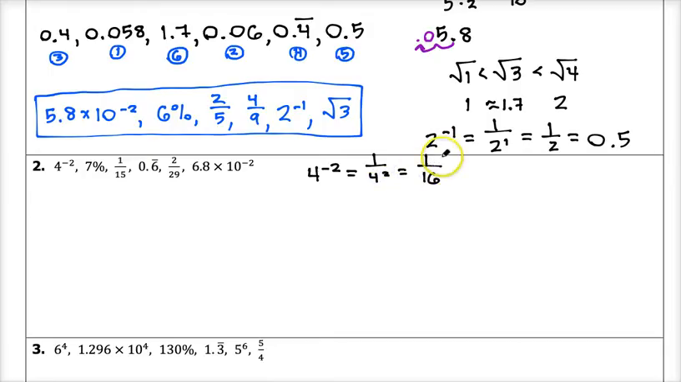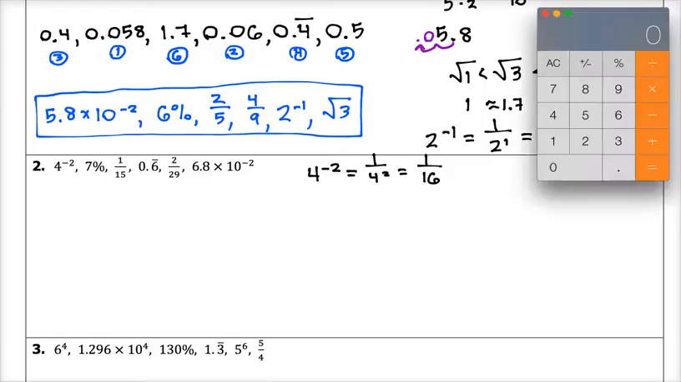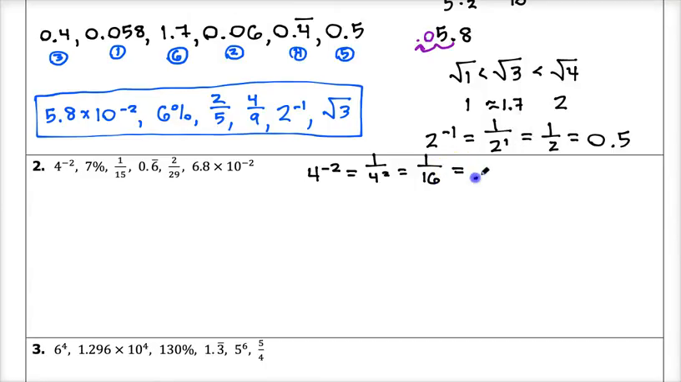Now this is something that I will probably pull out my calculator for to try to convert 1/16 to a decimal rather quickly, instead of spending all of my time doing the long division. I ended up getting 0.0625 when I do this. So my first number is 0.0625. 7% is going to be the decimal 0.07.